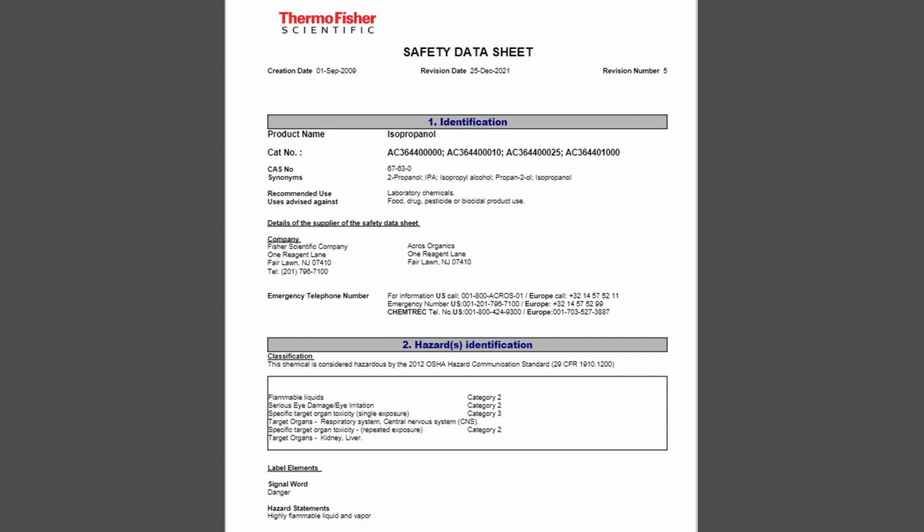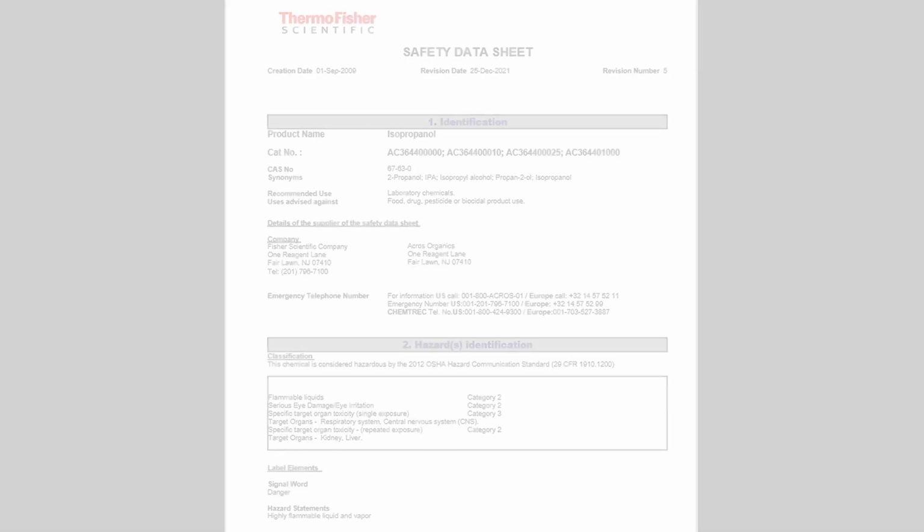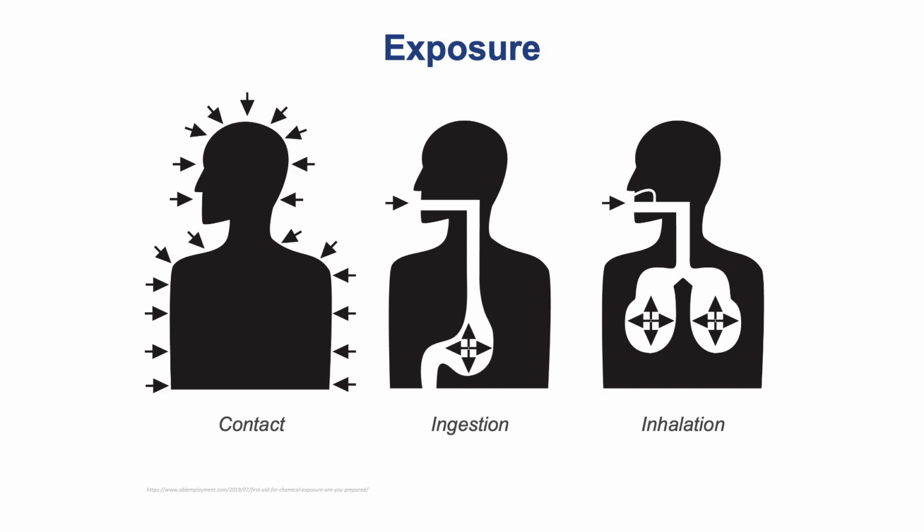Each solvent has its own specific hazards, so be familiar with the Safety Data Sheet, or SDS, associated with the solvents being used in your workplace. Solvents can enter our systems by inhalation, direct skin or eye contact, or even by accidental ingestion.